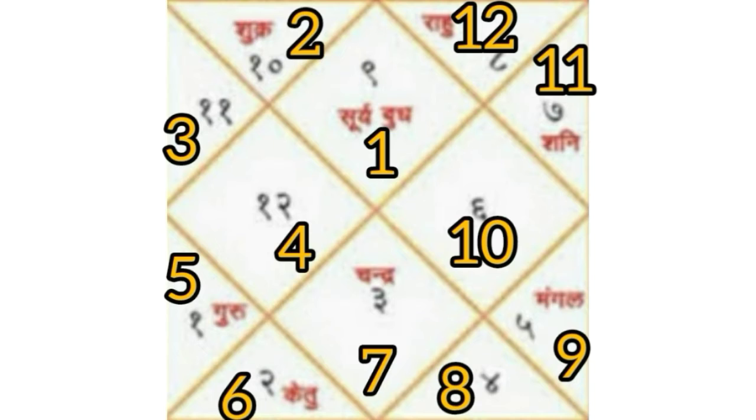Please note this figure which is seen. There are 12 parts of this diagram. These 12 parts are of 30 degrees each. So total 360 degrees.